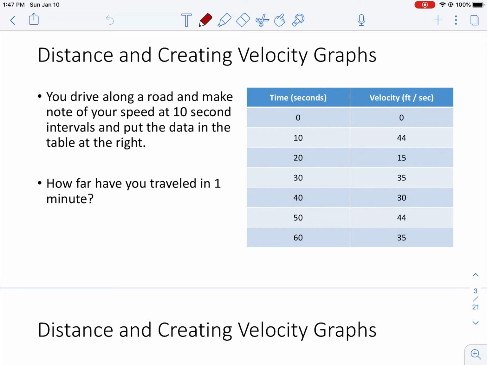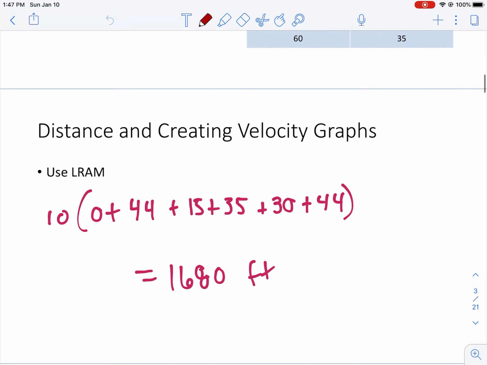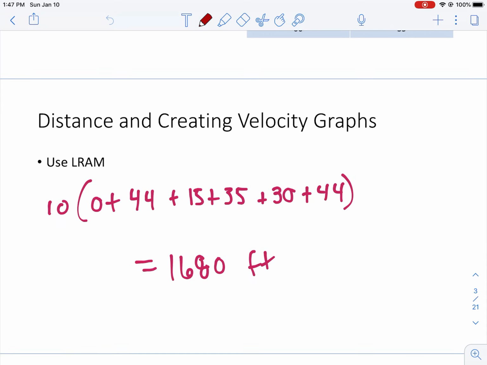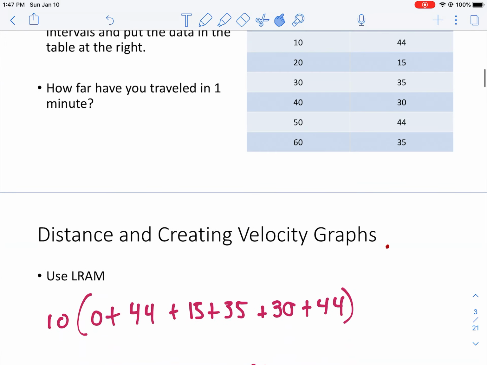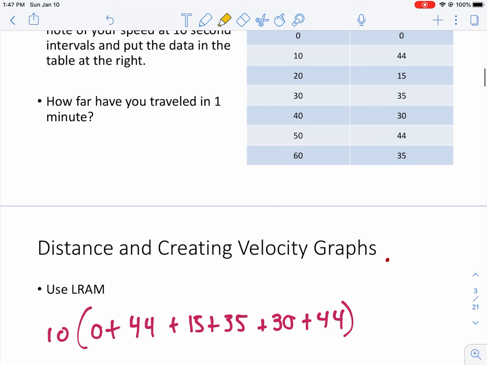Now, we can approximate that distance by using different strategies. So, for example, if we use LRAM, LRAM says that we're going to make rectangles where the left corner of our rectangles are going to touch the curve of our velocity function. So that means that for each rectangle, I'm going to multiply by the width of the rectangle. The width of my rectangle is going to be based on the change in time. Now, fortunately for us, the change in time every interval here is 10 seconds.